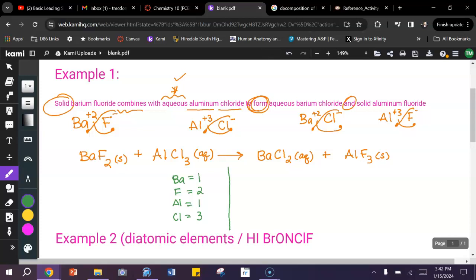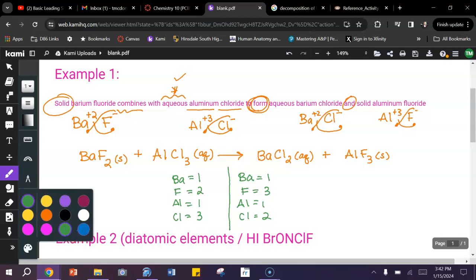So let's see what we've got on the other side. We have barium is 1, we have fluorine is 3, we have aluminum as 1, and we have chlorine as 2. All right, let's start balancing. So our bariums are balanced, so I'm not going to start there, but let's take a look at our fluorines, where we have 2 on the reactant side and we have 3 on the product side.